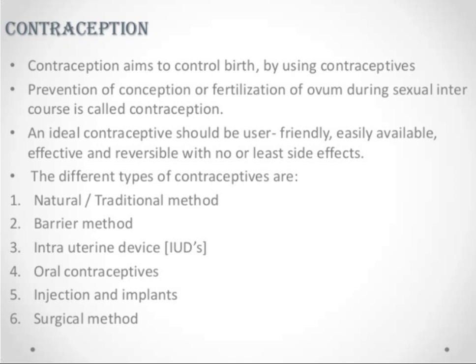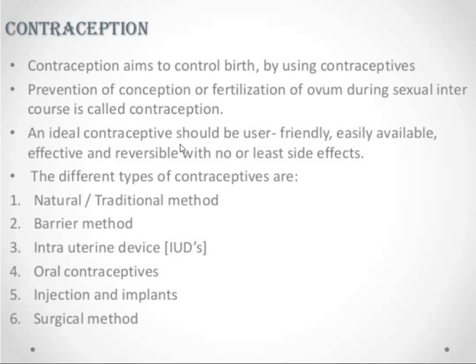Then we need to skip this part, and we come to birth control and contraception or contraceptive devices which are being used. So what is basically contraception? Contraception is to control the birth by using various types of equipment, or aids, which can help in preventing either the sexual intercourse or from attaining the state of pregnancy. That is prevention somehow in the meeting of the sperm and the ovum. So contraception aims to control birth by using various contraceptives. Prevention of conception or fertilization of ovum during sexual intercourse is called contraception.